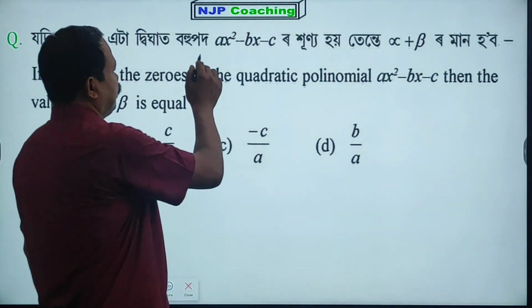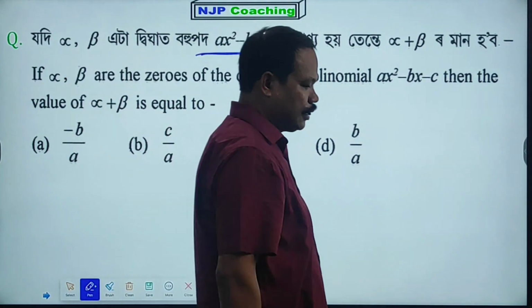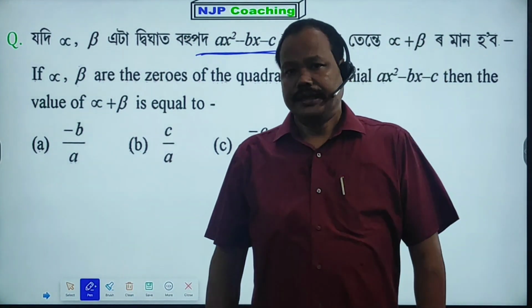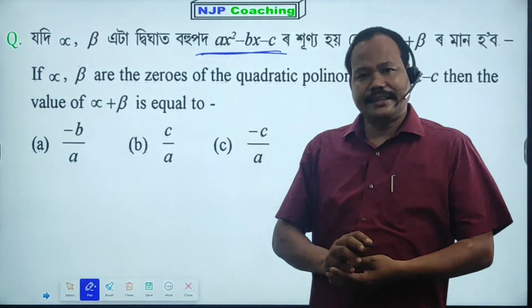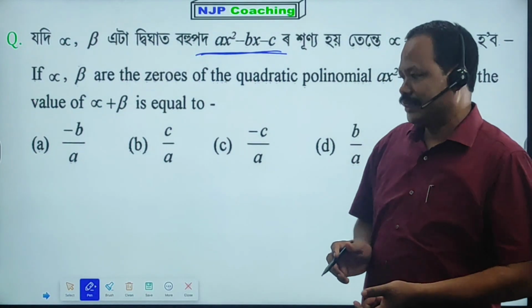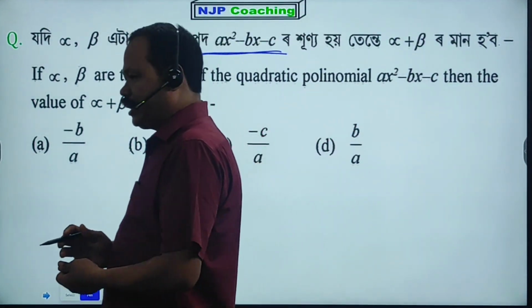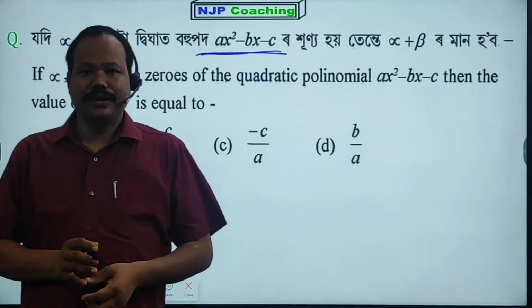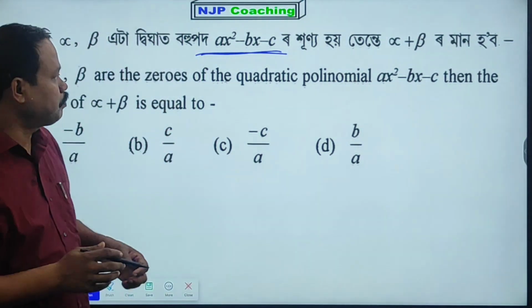In this question, this is not the standard form. This is a quadratic polynomial ax square minus bx minus c. The standard form of a quadratic polynomial is ax square plus bx plus c.